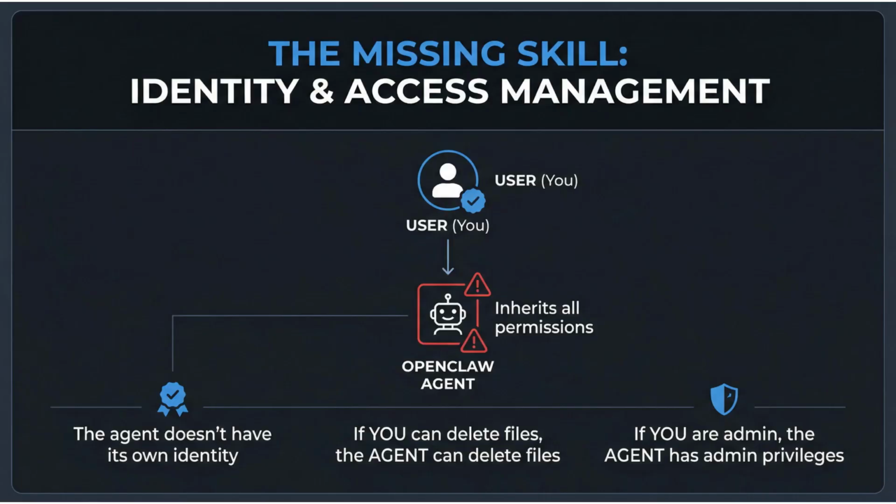The most critical gap in OpenClaw's architecture is identity and access management, what I call Skill 7 in the 9 skills framework. Here's the problem. OpenClaw runs with your user permissions. When you start the agent, it inherits your full system access. If you can read your email, the agent can read your email. If you can delete files, the agent can delete files.